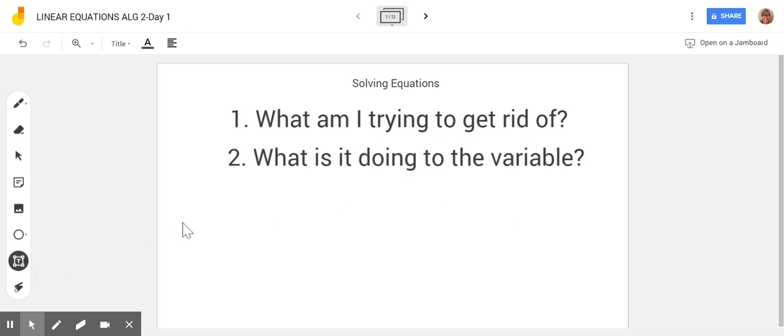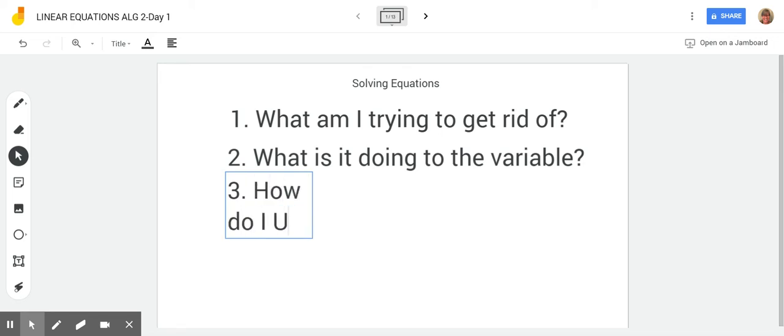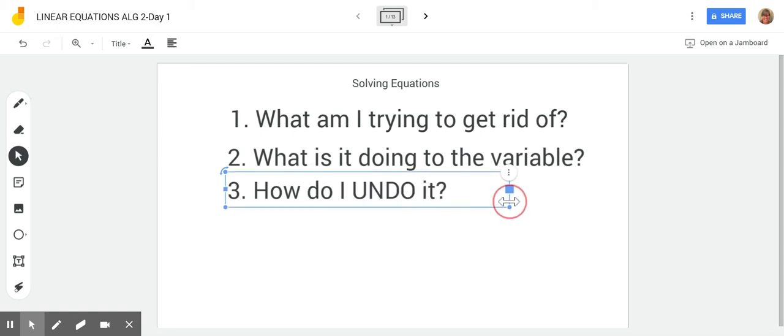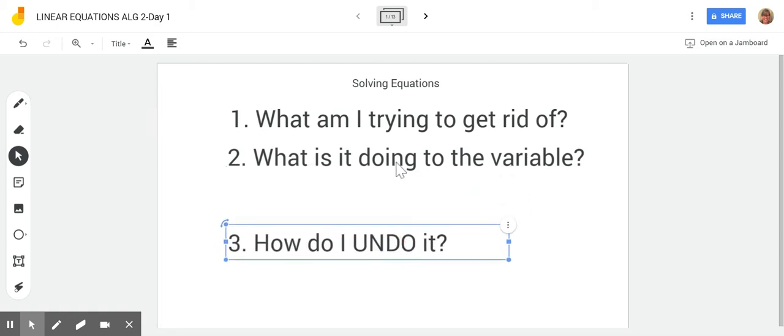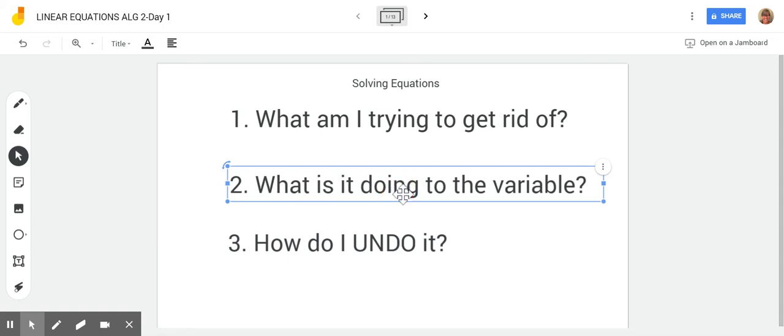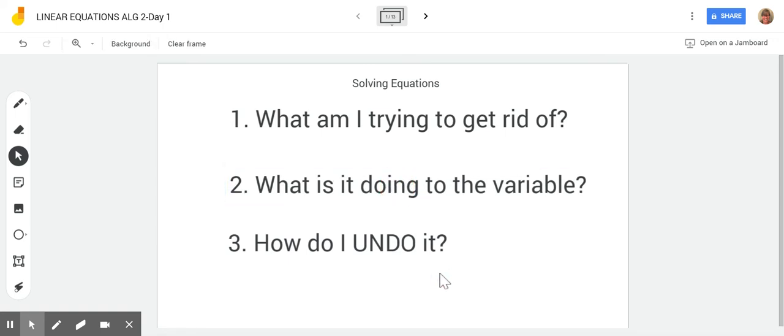Okay, then 3. The last question, 3, is how do I undo that? How do I undo it? All right. So once you figure out what you're trying to get rid of and what it's doing to the variable, you need to answer the question, how do I undo it? All right, I want you to have these handy. I want you to write them down, and you will hear them again and again and again from me, and they will help you solve.